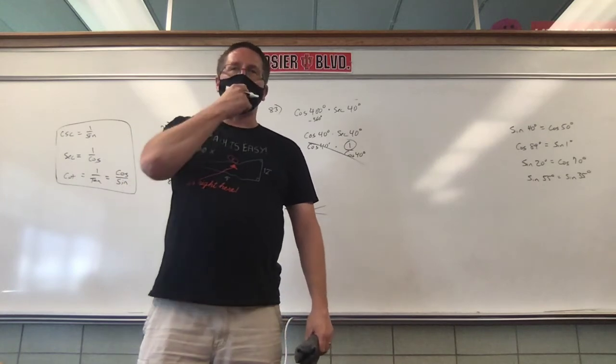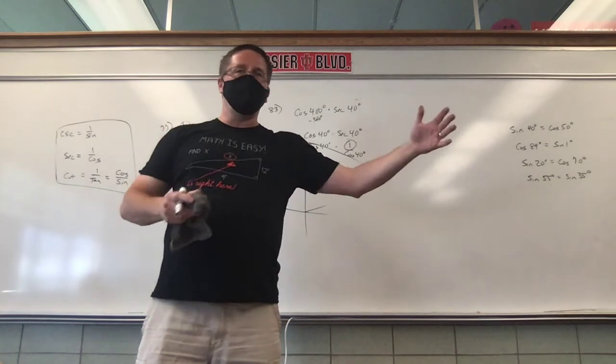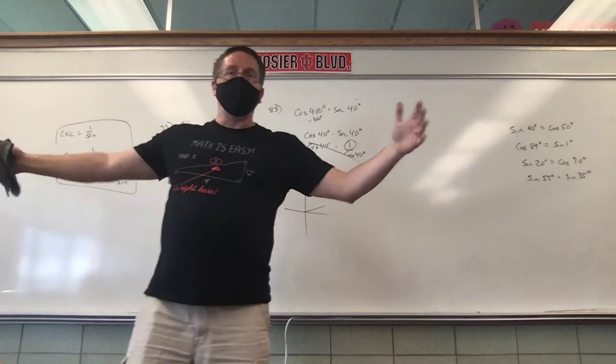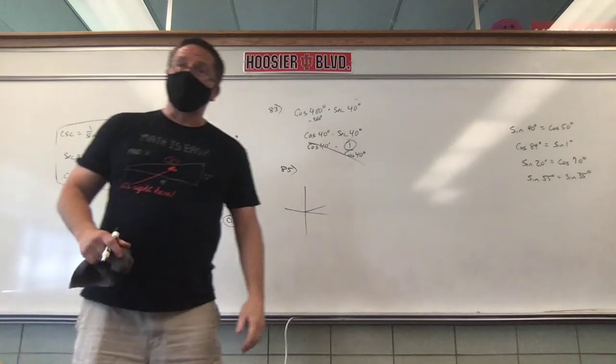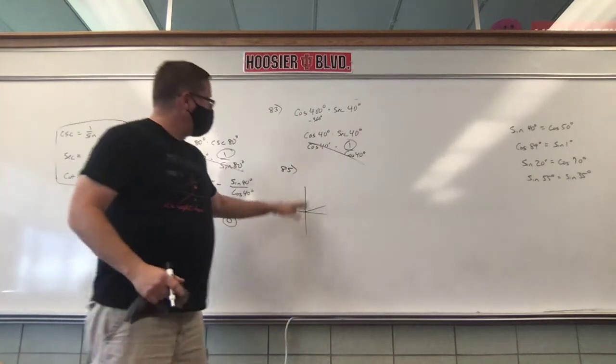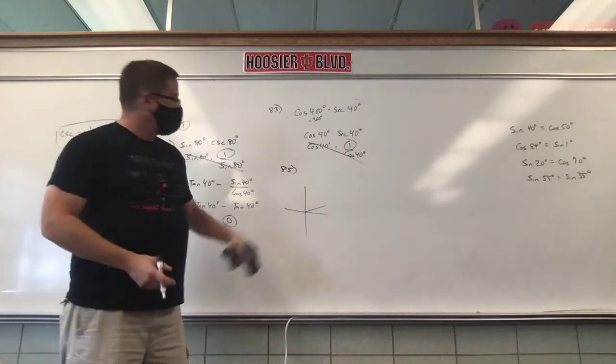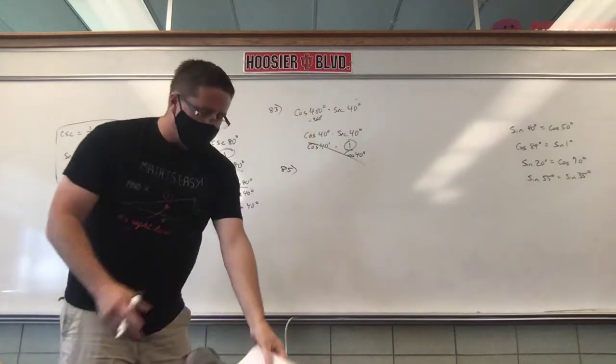What's the biggest cosine ever gets to? 1. What's the smallest it ever gets to? Negative 1. What's the biggest sine ever gets to? It's a unit circle. The biggest it gets is 1. So I don't know what the cosine of 40 is, but it can't be over 1. Okay? All right. That was number 83.